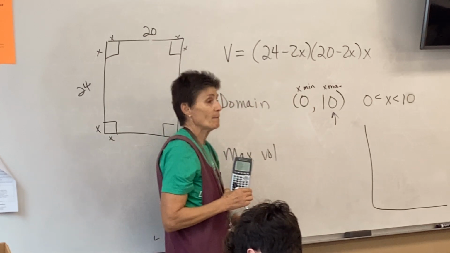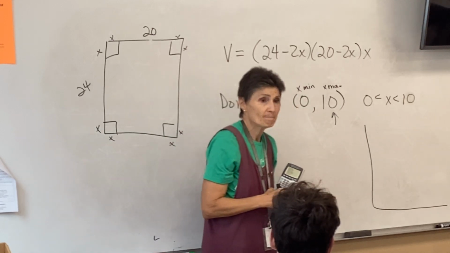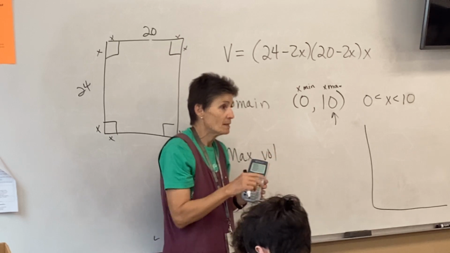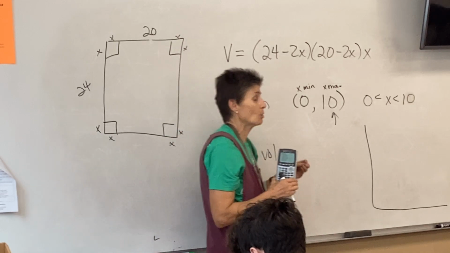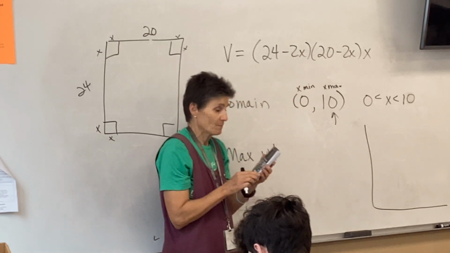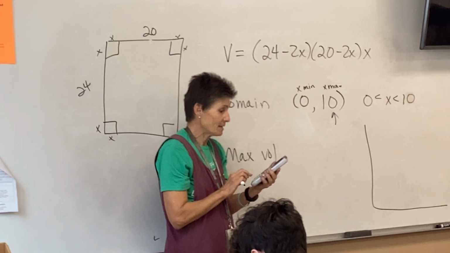And then anybody remember what I said about Y min? 0. Always zero, the minimum volume. You cannot build a box that holds negative M&Ms. It's 0 or bigger, right? So Y min is 0.